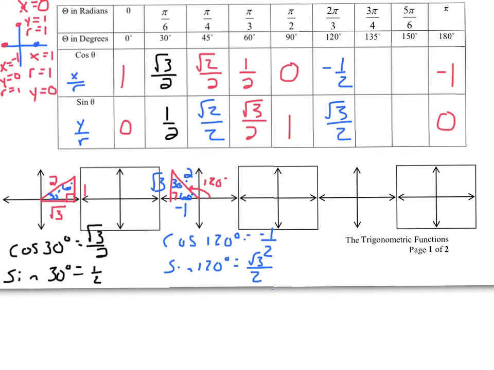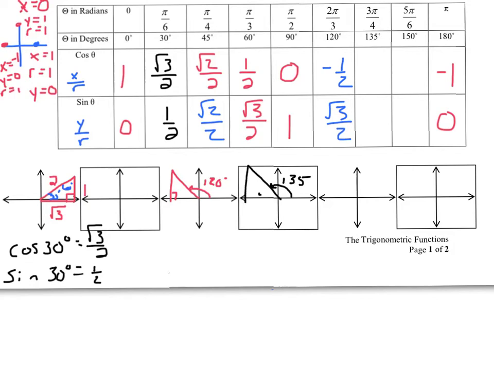Next we have 135 degrees. I'm going to erase this once again so I have space. Some of it's not going to erase, of course, because I'm an idiot. 135 degrees puts us into quadrant 2. That makes the reference angle 45. So it's a 45, 45, 90.